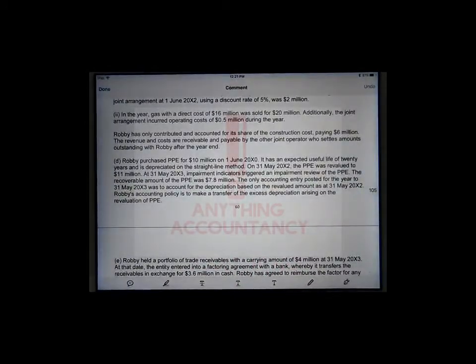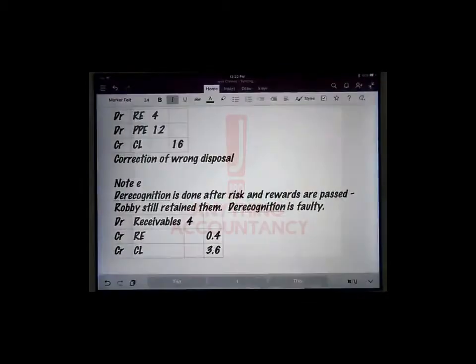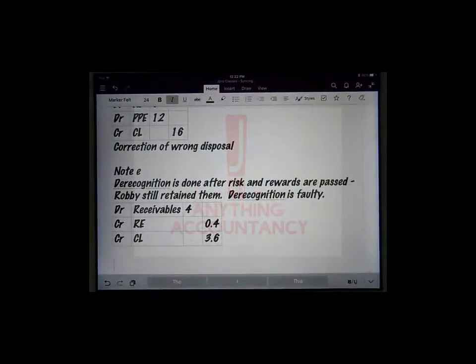Okay, you try this one. Robby purchased a PPE for 10 million on 1 June. Its expected useful life is 20 years, depreciated straight line. The PPE was revalued to 11 million. At 31 May 2003, an impairment indicator triggered an impairment review. The recoverable amount of the PPE is 7.8. The only accounting entry posted for the year was depreciation based on the revalued amount. Robby's accounting policy is to make transfers for the excess depreciation arising from revaluation. So how now? I have a technique to teach you how to solve this problem, remember?